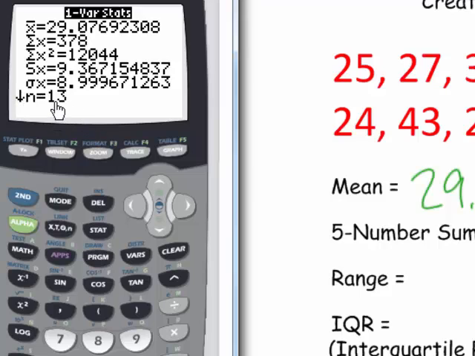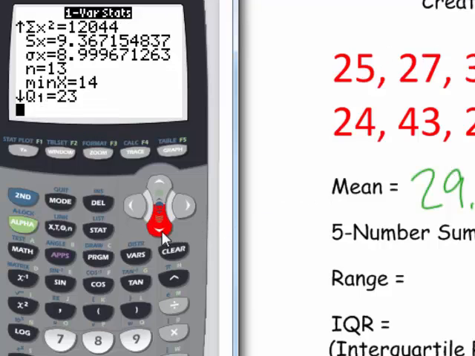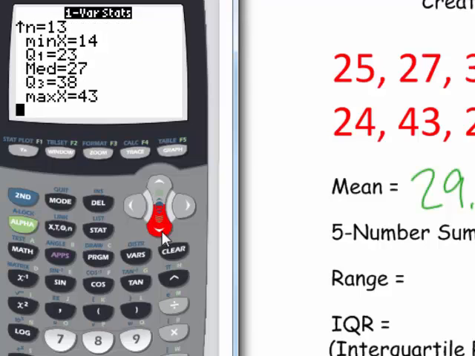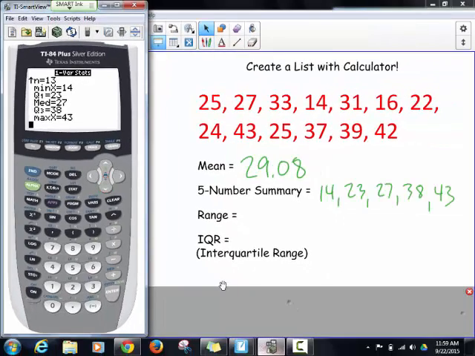So look at this, 13, what do you think that stands for? Oh yeah, n. That's how many pieces of data we have. We had 13 numbers. Let's scroll down. Ooh, there we go, 5-number summary. So we got our minimum, 14, quartile 1, 23, median 27, quartile 3, 38, and maximum 43. So I don't even need to go through the work of ordering these guys. I can just simply write this information down. All right, so I got all that stuff.